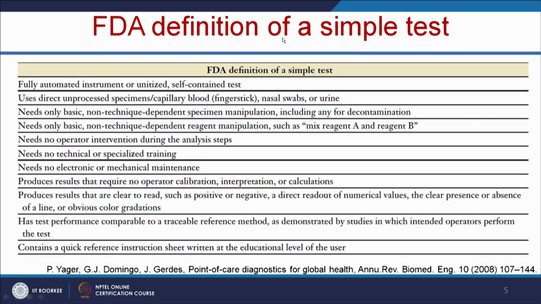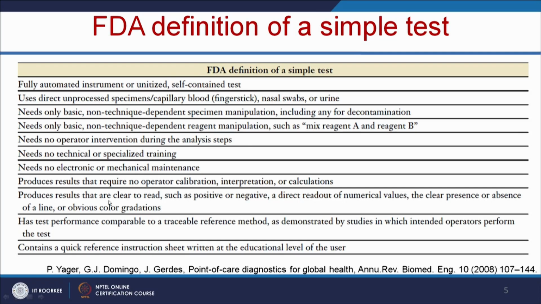So let us see the FDA definition of a simple test. According to FDA, the simple test should be a fully automated instrument or self contained test, and it could allow the use of direct unprocessed samples. For example, you can use the blood or nasal swabs or urine sample directly, and it needs only basic non technique dependent reagent manipulation. For example, mix reagent A and mix reagent B, you will get the result, and it should not require any technical or specialized training, and no need for electronic or mechanical maintenance.